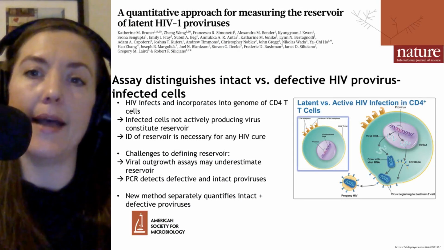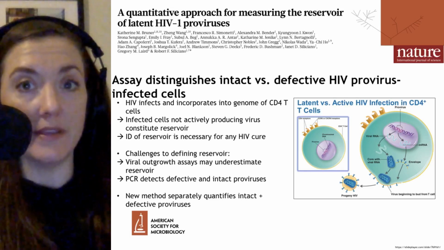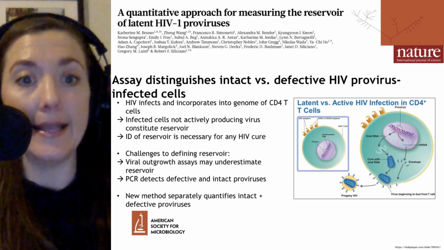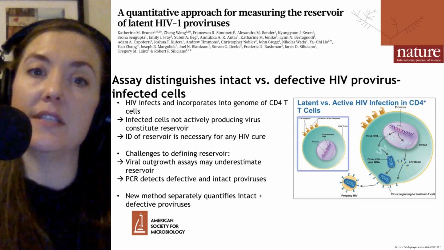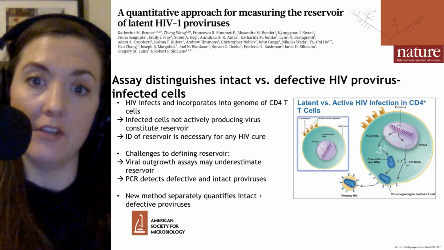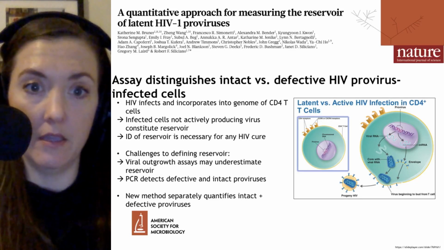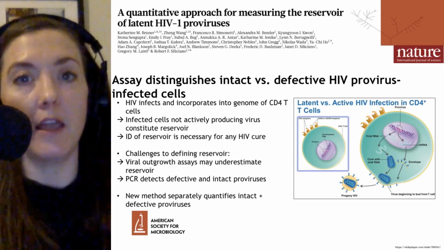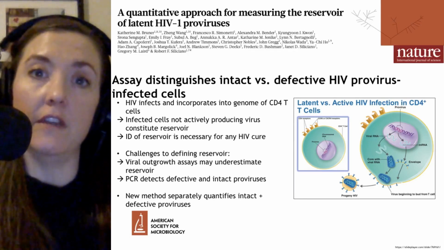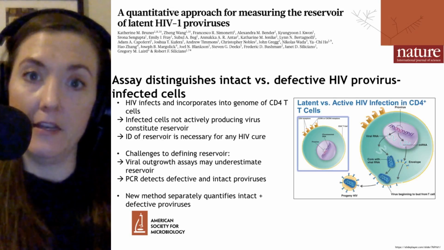Here we're going to look at a Nature paper. The take-home message from this paper is that a new assay distinguishes intact versus defective HIV provirus infected cells. So it's important to understand the life cycle of HIV. HIV infects an individual and then attacks the CD4 T cells.